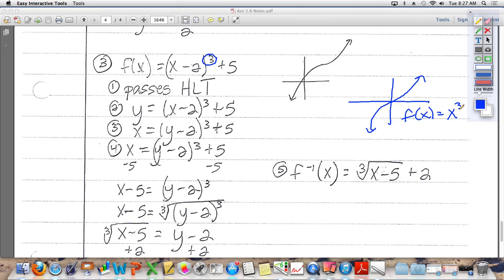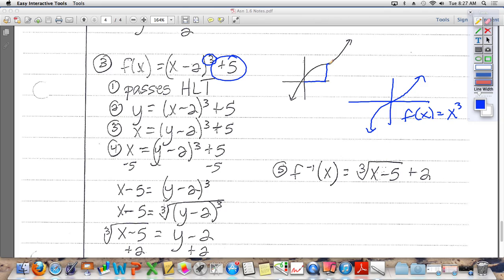But when you have this plus 5 at the end, that does exactly what you think it will do. It will move it up 5 units. So notice this graph that I had already drawn in your notes. It is shifted to the right, approximately 2 units, and then it is shifted up 5 units. Okay?